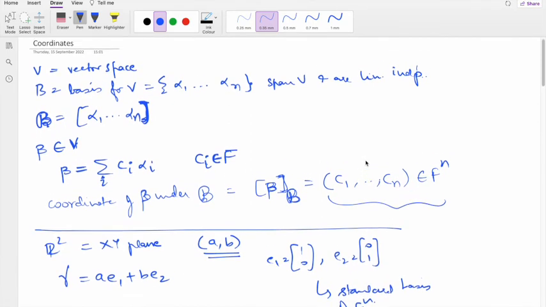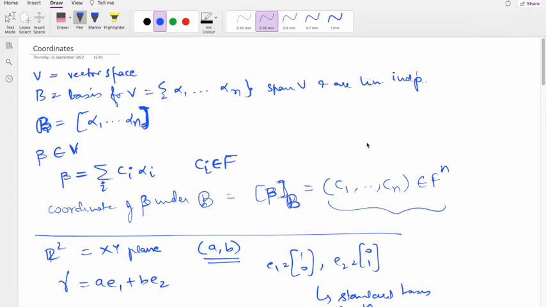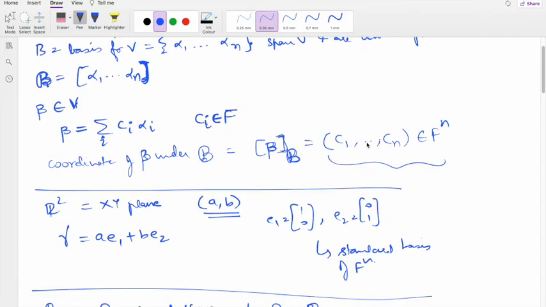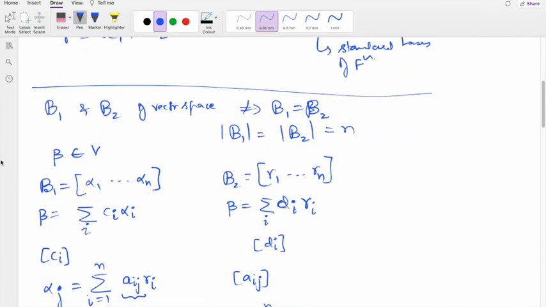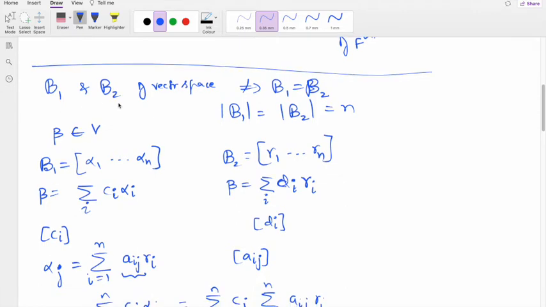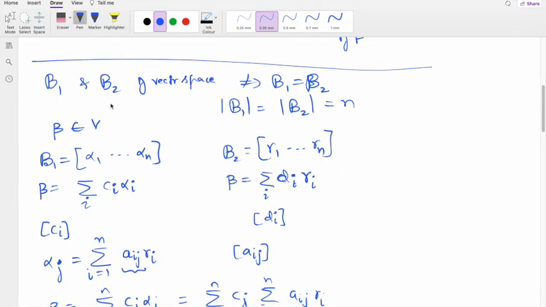So the only condition for any two sets to be bases is that both of them should have the same number of elements, that their elements should span V, and that they have to be linearly independent. So I can very well have two subsets which are both a basis for a given vector space, let's say V, right?